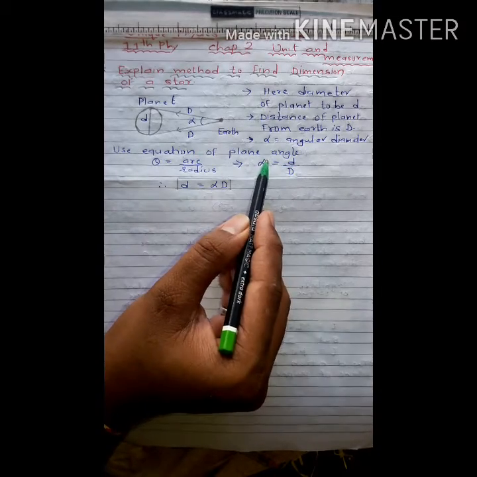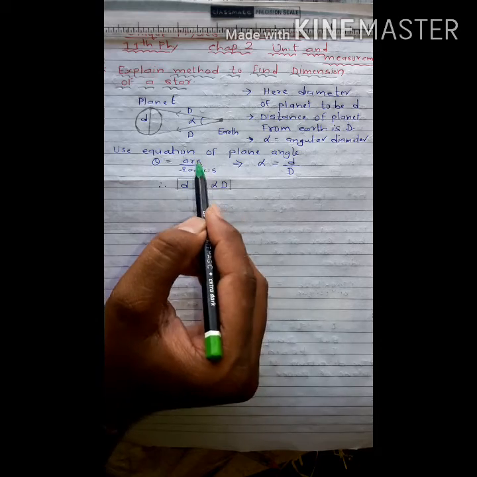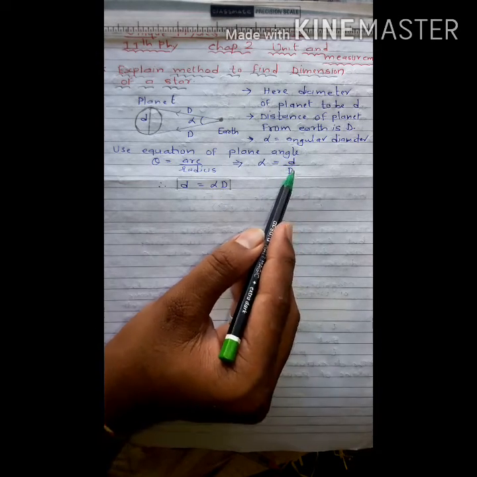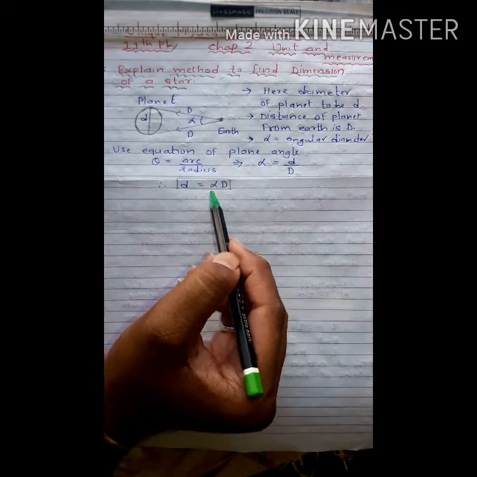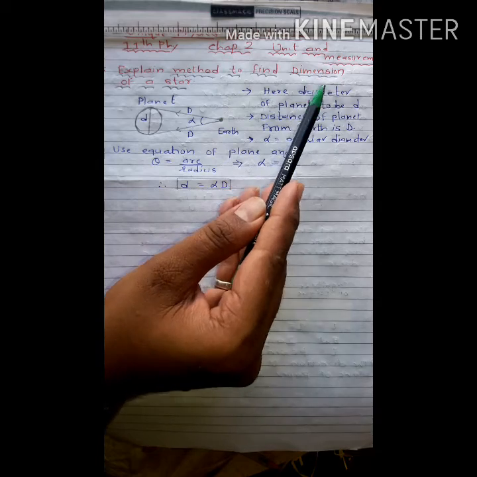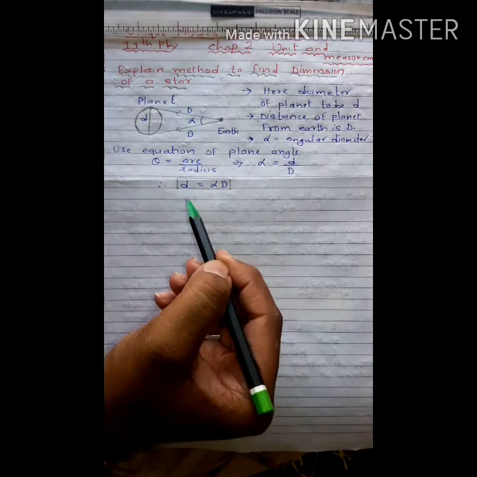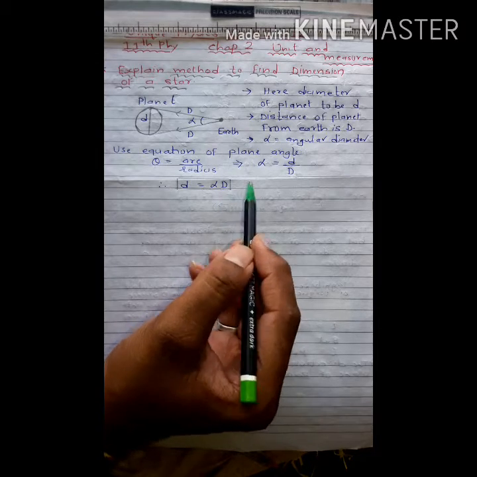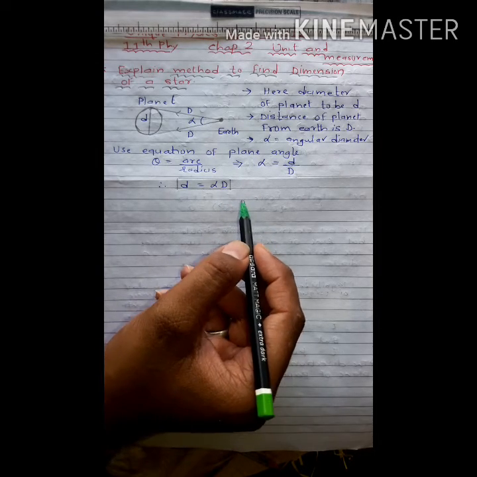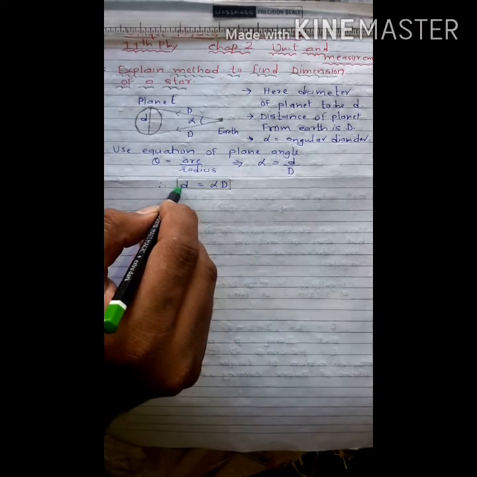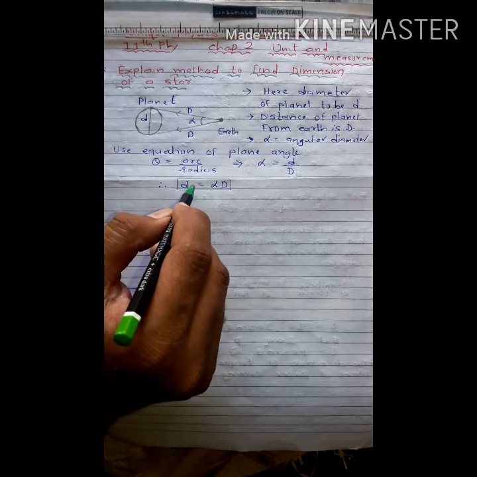Theta and alpha, these two angles are equivalent. Arc is equal to small d, and radius is equal to capital D. Make the equation of small d, because we want the dimension of a star, the diameter or radius of the star. So the equation becomes d is equal to alpha into capital D. Now we will use this equation in our next example, and then we find the value of the diameter of the sun.